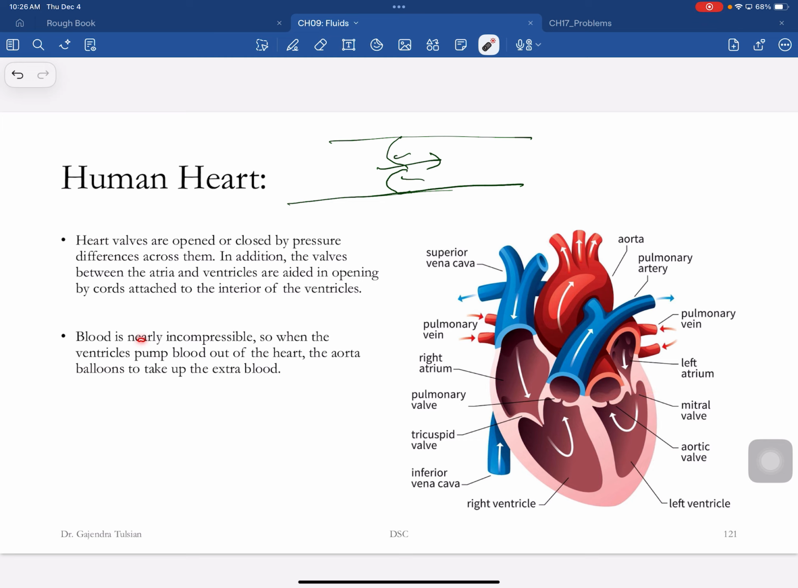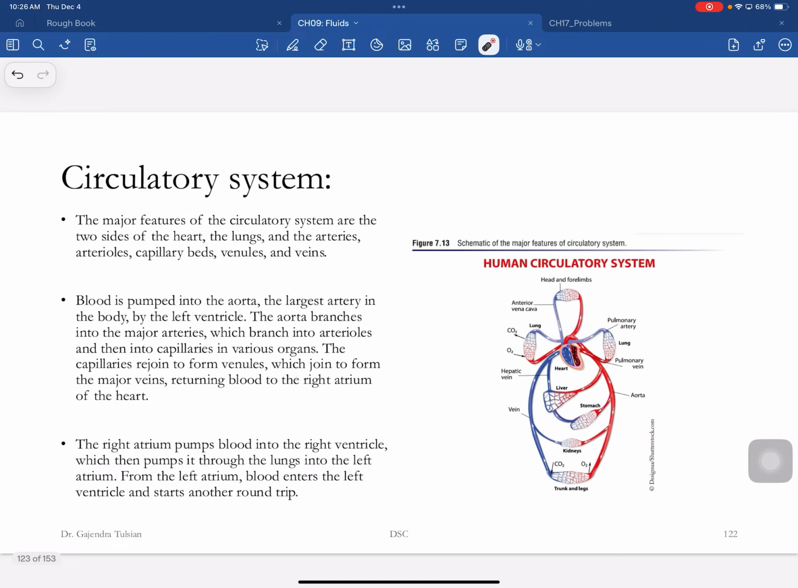Blood is nearly incompressible. The major features of the circulatory system are two sides of the heart, the lungs and the arteries. Blood is pumped into the aorta, the largest artery in the body, by the left ventricle. And the aorta branches into major arteries, which branch into arterioles and capillaries. The right atrium pumps blood into the right ventricle. So you can read all of that.